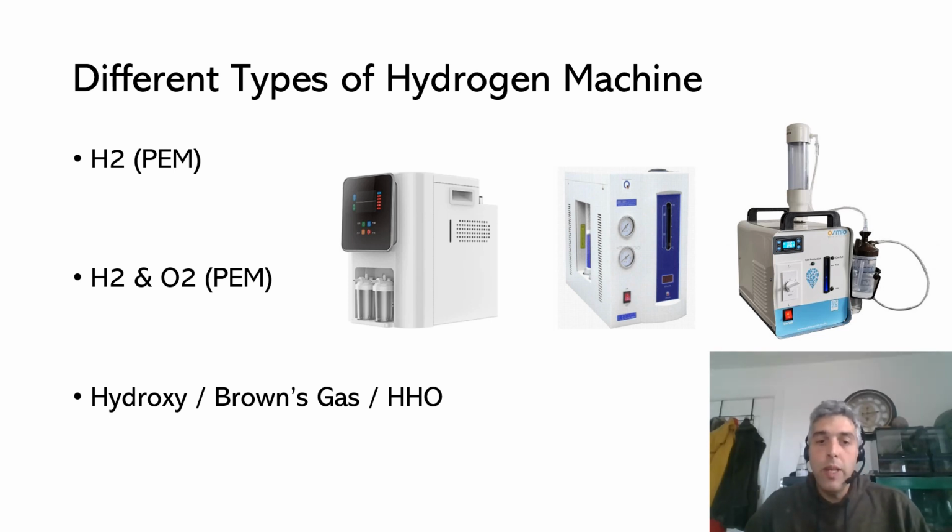So it's worth explaining that there are three basic categories of machine. You can find ones that will generate just H2 gas, and they use a PEM, proton exchange membrane. You have ones that will generate H2 and O2 separately using a PEM and recombining later on. And then you have another group, which is the one we're actually focusing on as a company with the Osmio Infinity, which is the Hydroxy, Brown's gas, HHO, oxyhydrogen, whatever you want to call it, one group. And we'll first go on to explain exactly how PEMs work.